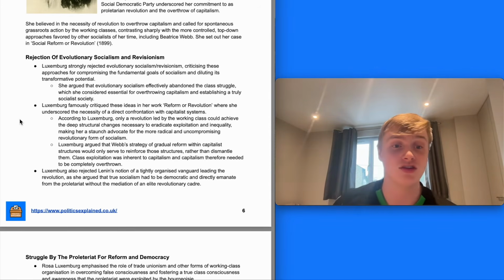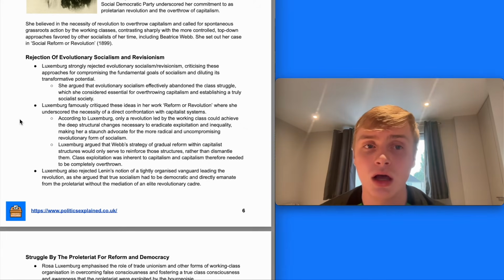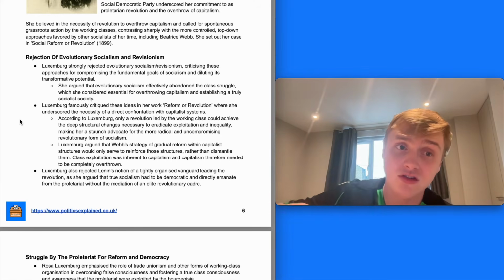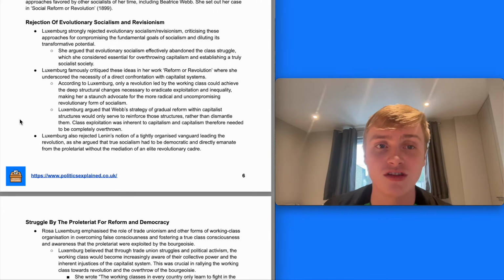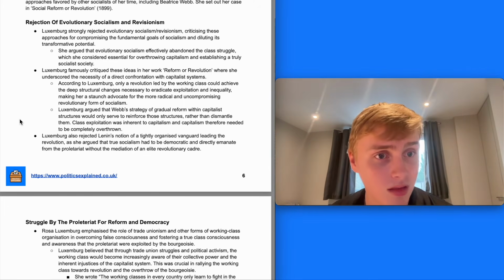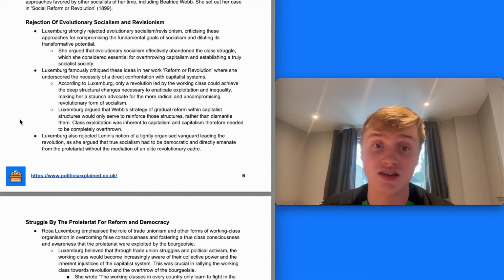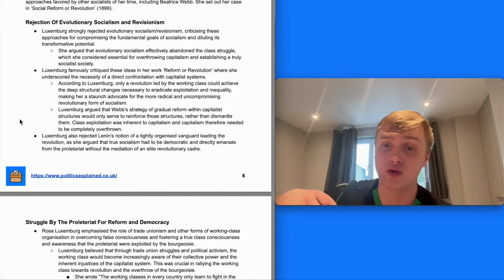First key idea is the rejection of evolutionary socialism and revisionism. She strongly rejected these beliefs and saw them as compromising the fundamental goals of socialism and diluting its transformative potential. She argued that the evolutionary socialism of Beatrice Webb effectively abandoned the class struggle, which she saw as essential for overthrowing capitalism and establishing a truly socialist society. According to Luxemburg, only a revolution led by the working class could achieve the deep structural changes necessary to eradicate class exploitation and inequality, and therefore she had a very radical and uncompromising revolutionary form of socialism.